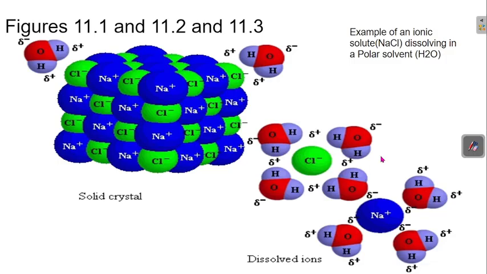Okay. Now, let's look at figures 11.1, 11.2 and 11.3 in your textbook. How does this work? Here you have your table salt dissolving in a polar solvent, water. The first step is for that water molecule and that water molecule right here to penetrate the ions and pull them apart. That's the first step. So the attraction between the ions and the water is strong enough to take those ions apart from this solid crystal right here.